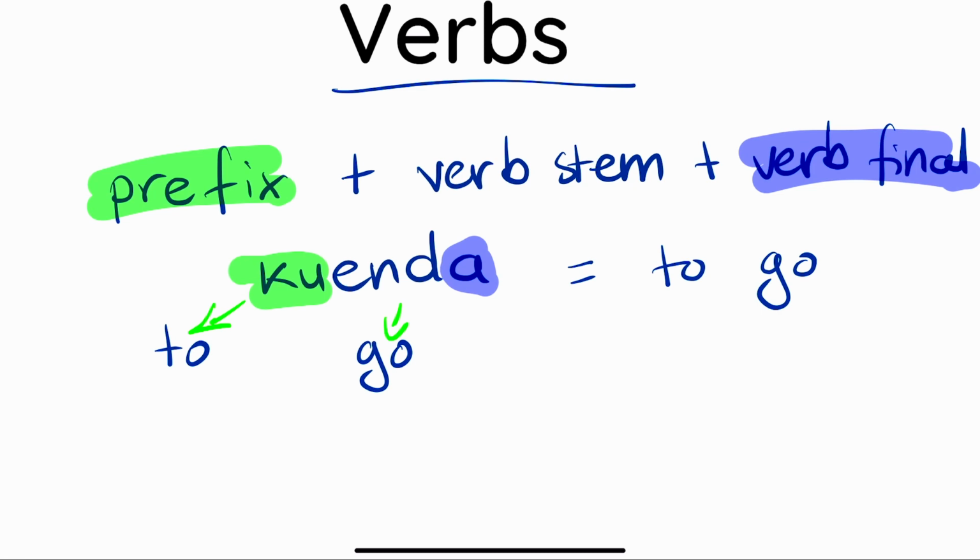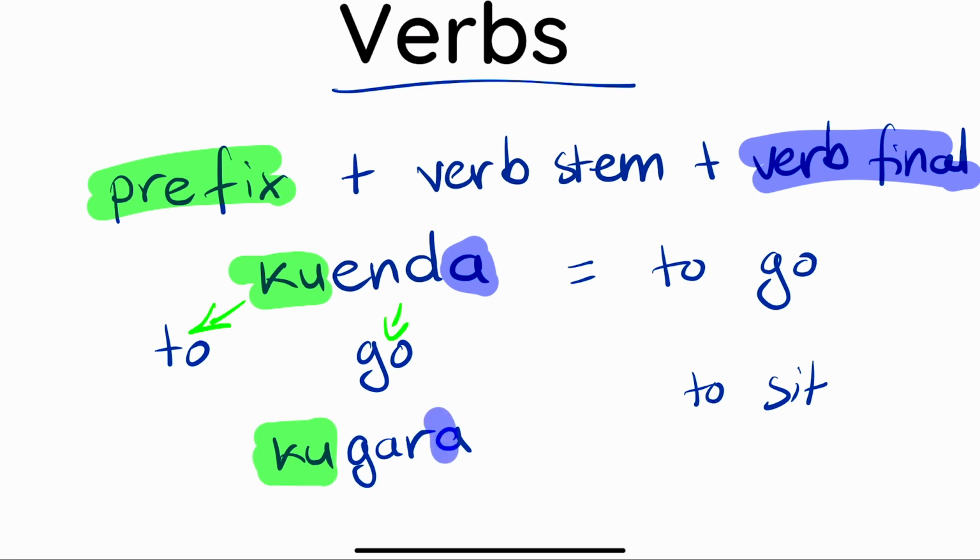We're now looking at a different verb. Let's say to sit. Because I have to here, I already know that my prefix is ku. Sit, my verb stem is gar. And my verb ending is a. Gara, kugara. So let's color code that as well. Ku, to. My verb stem for sit is gar. My verb final is a. Kugara. So that is to sit.